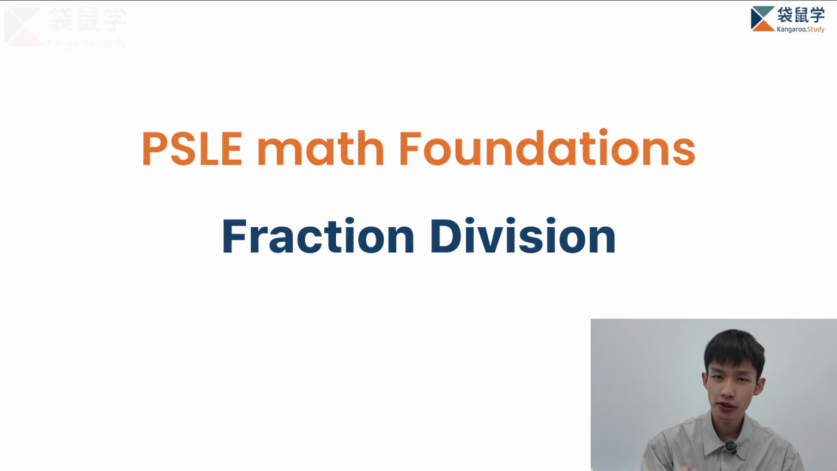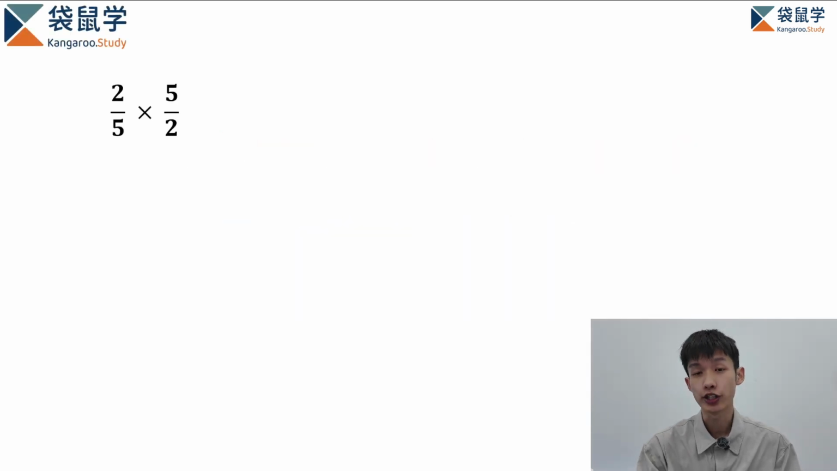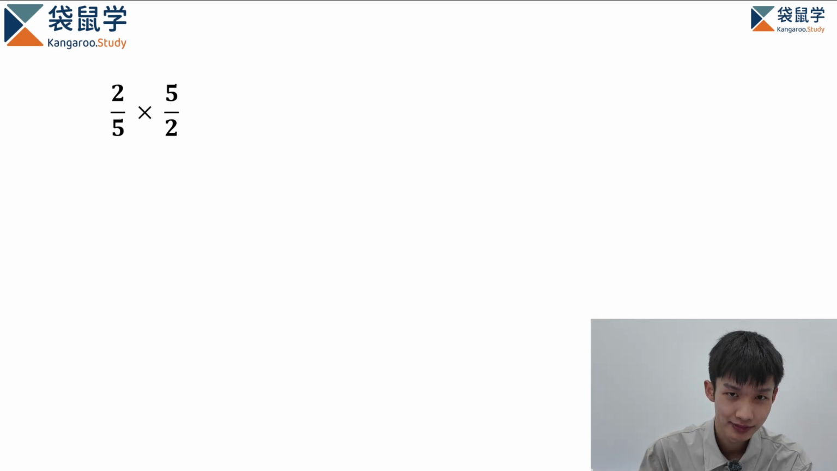We're gonna cover fraction divisions, starting out with a simple concept. Over here, we have a calculation which is 2 over 5 times 5 over 2. Now, what will be the result?